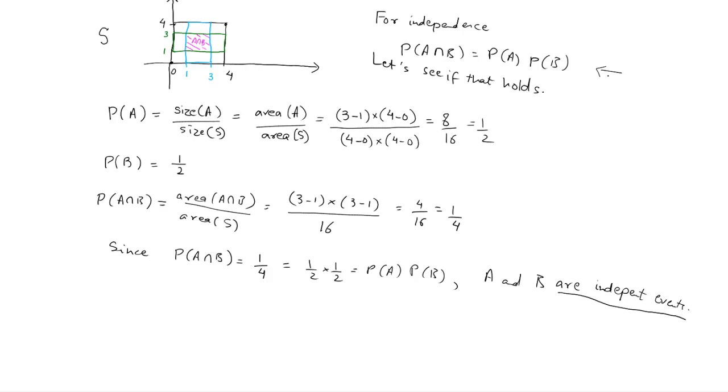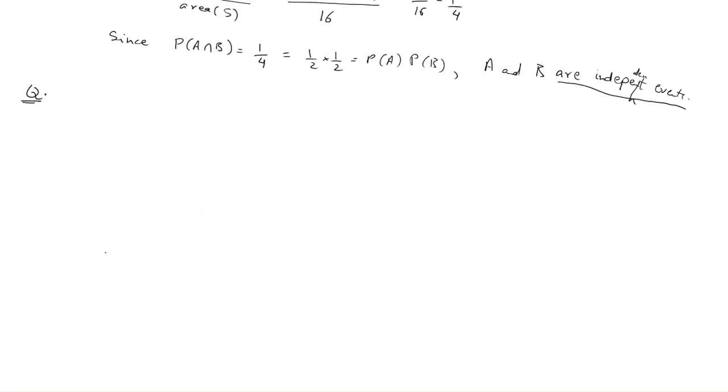Should we do another question? Let's do another question. Okay. Now I want you to consider randomly selecting a family of 3 children. And that's your experiment. You randomly select a family that has 3 children.